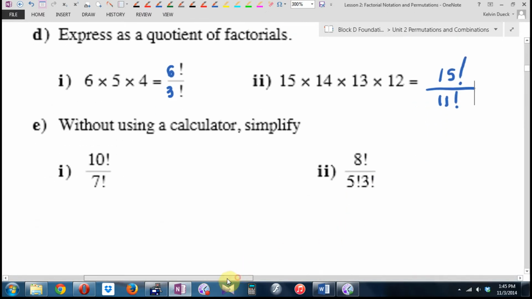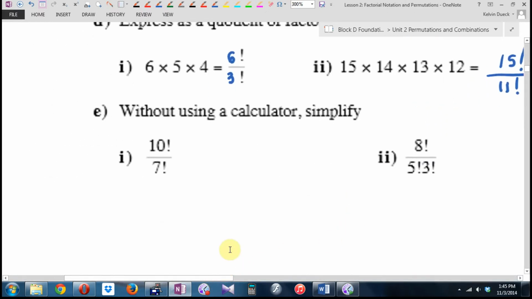So, I like E. Is it going to be on the test? Might be. It says, without using a calculator, simplify that.